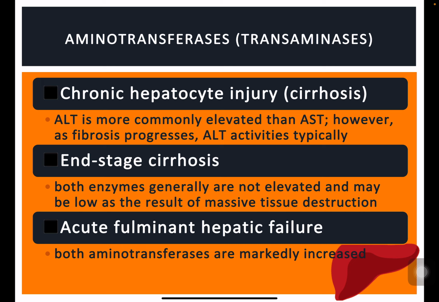In chronic hepatocyte injury or cirrhosis, ALT is more commonly elevated. However, if fibrosis progresses, the ALT activities typically decline. In end-stage cirrhosis, both enzymes are generally not elevated and may be low as a result of massive tissue destruction. And in acute fulminant hepatic failure, both aminotransferases are markedly increased.